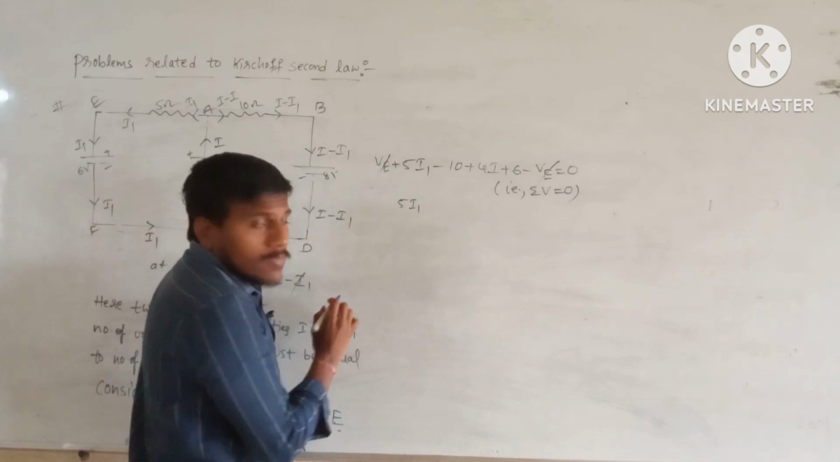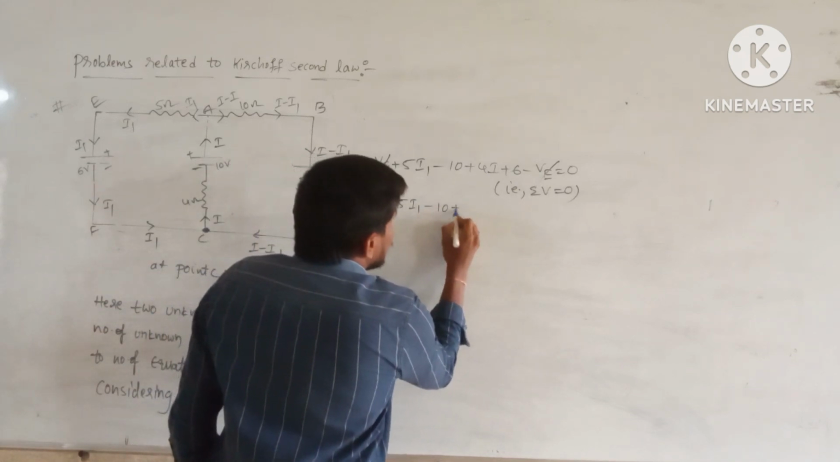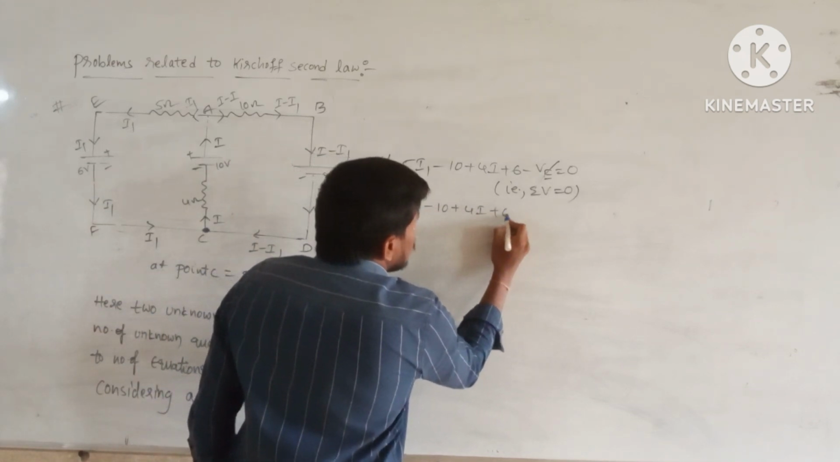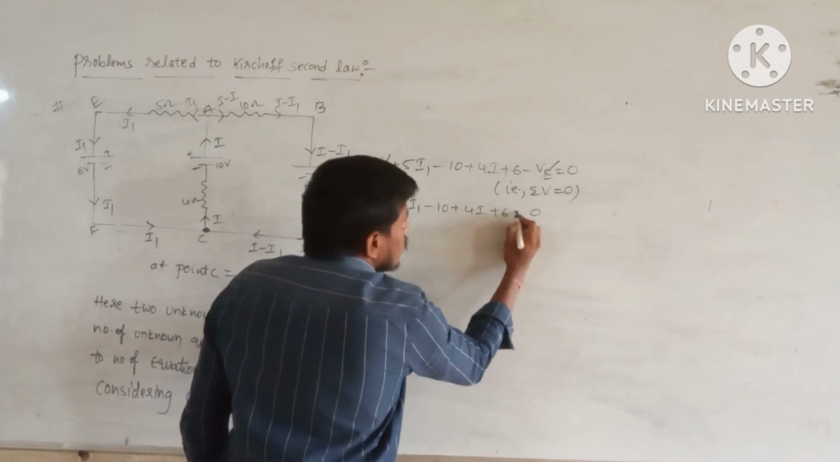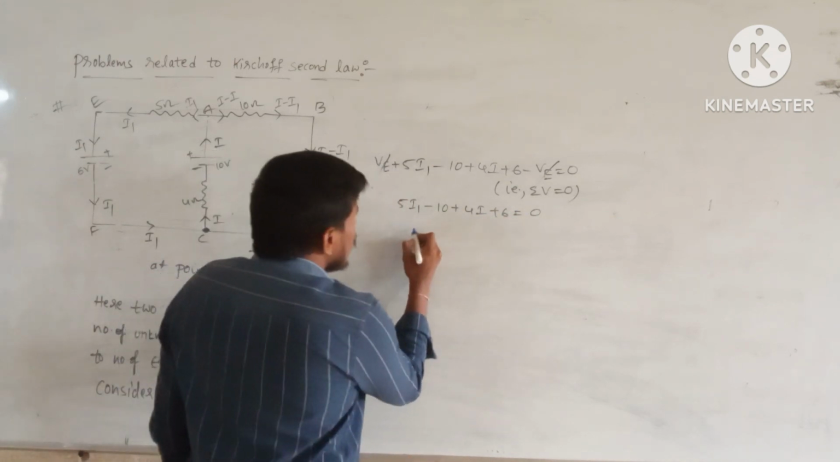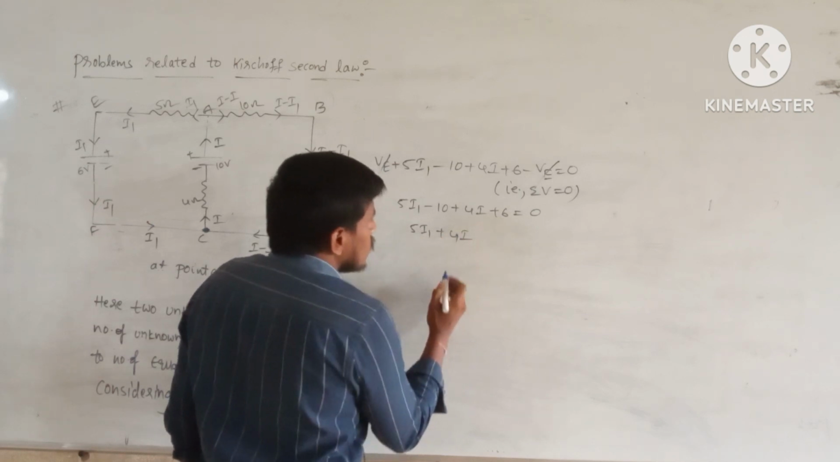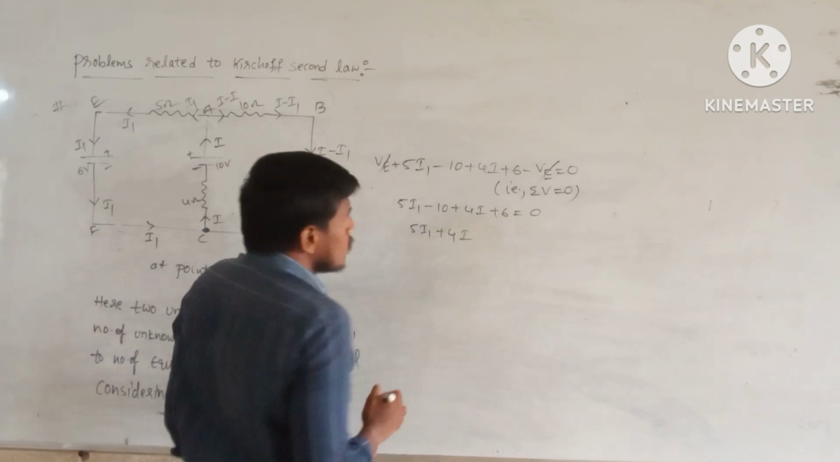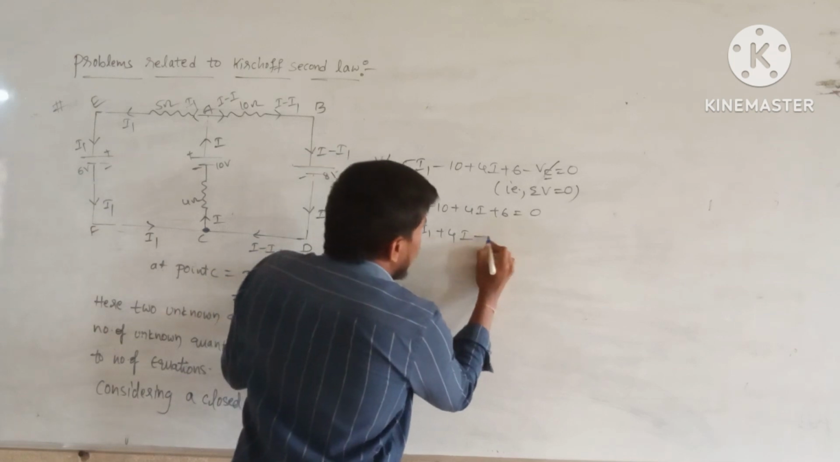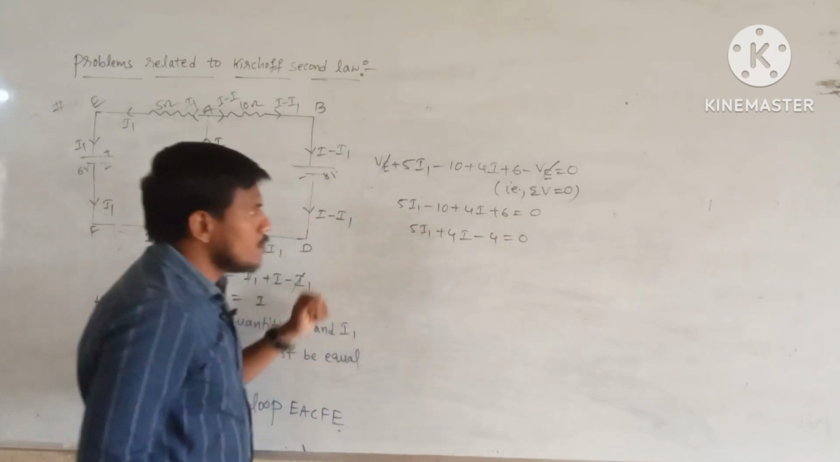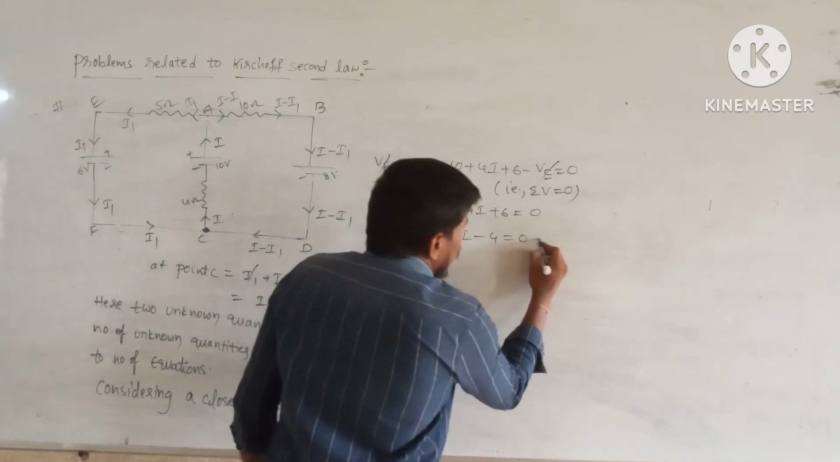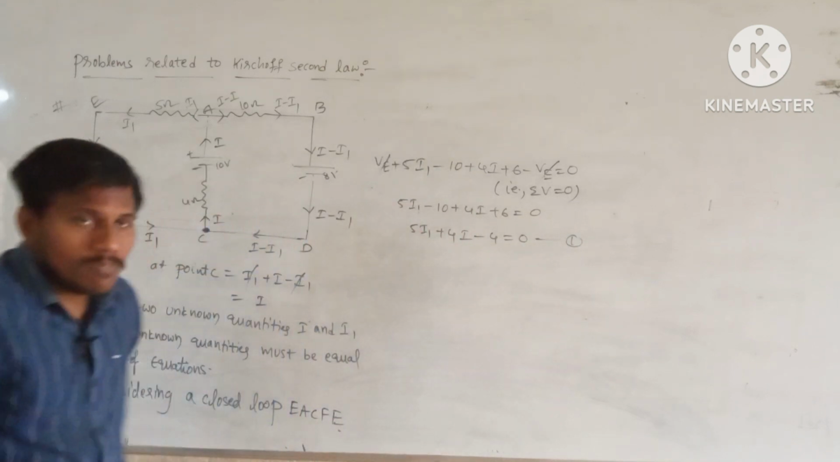5I1 minus 10 plus 4I plus 6 equal to 0. So 5I1 plus 4I minus 10 plus 6 minus 4 equal to 0. Let this be equation number 1.